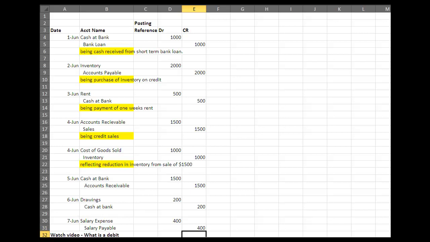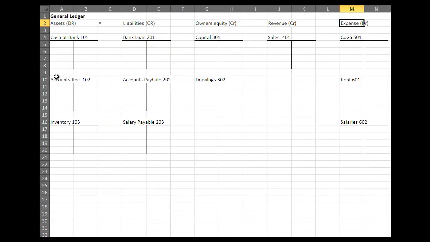Well, I'm going to put up a solution, so I'm going straight to the one called the general ledger and hope I can remember what the transactions are. Right, well, let's post the first transaction. It's cash at bank, $1,000, bank loan $1,000. Righto, cash at bank, a debit, $1,000, and bank loan $1,000.